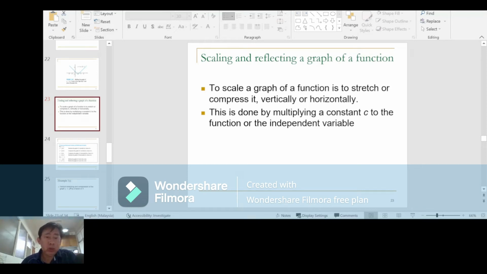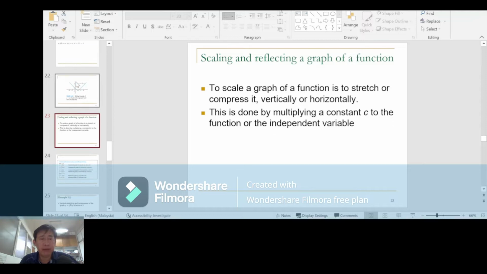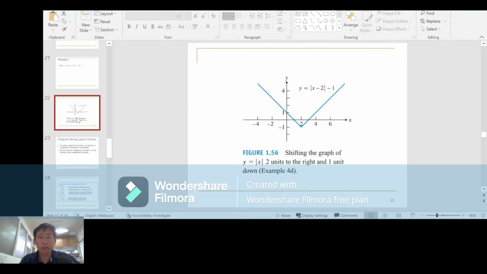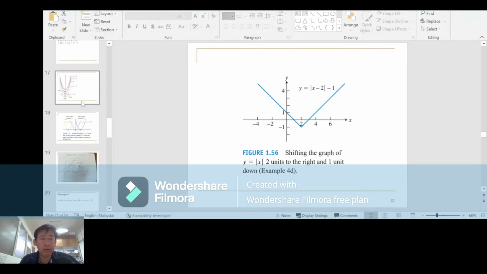Hey, in this video, we are going to discuss the scaling and reflections of a graph of a function. This is sort of like transformations that could be performed on a graph. It's a kind of generalization of the two operations we discussed in the previous video.